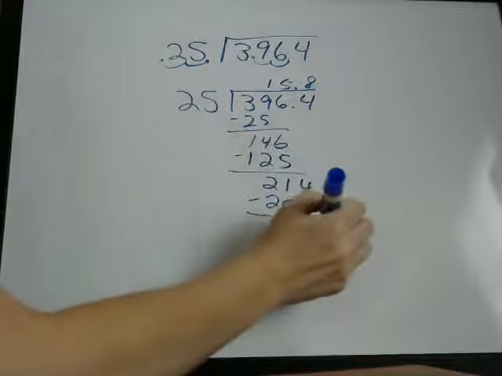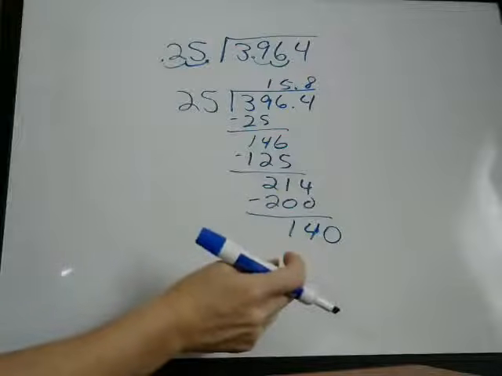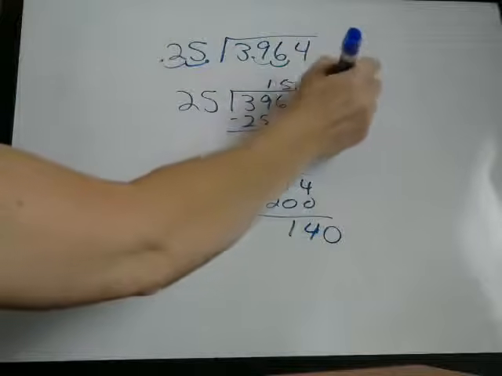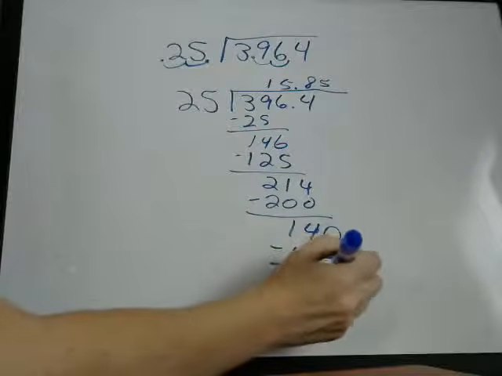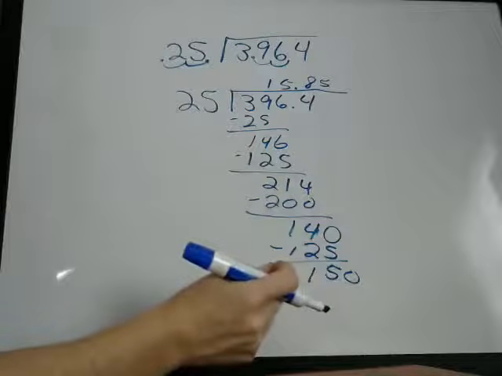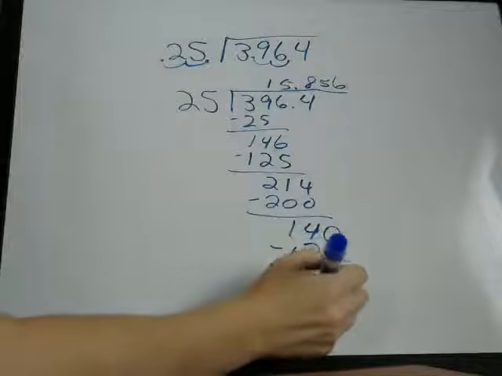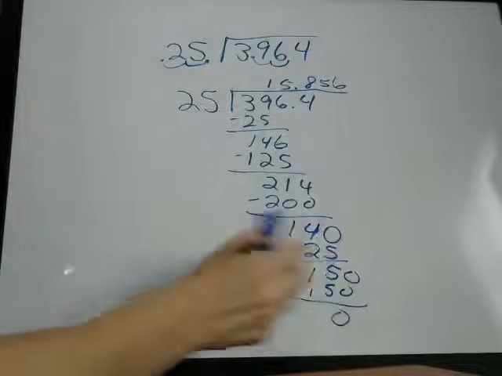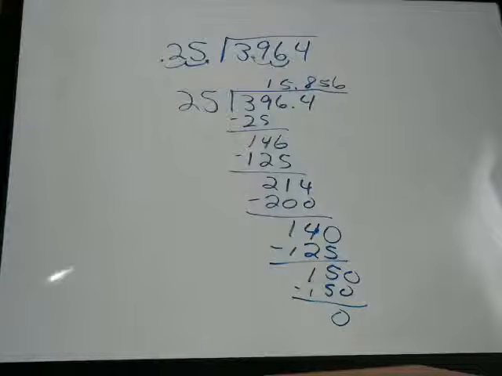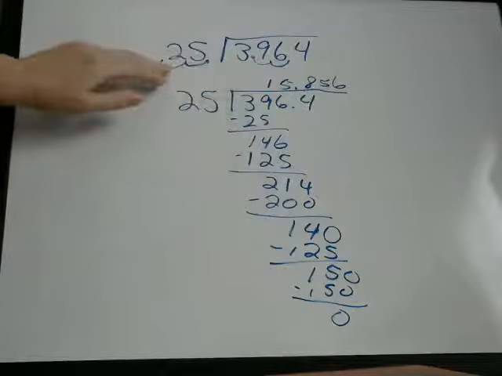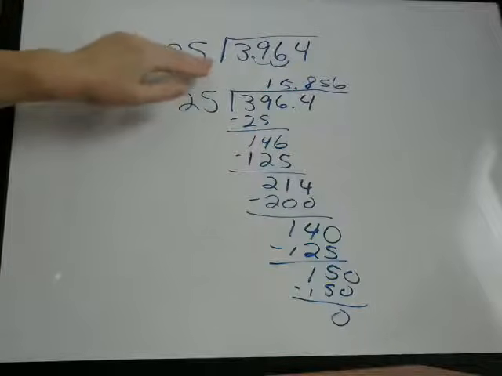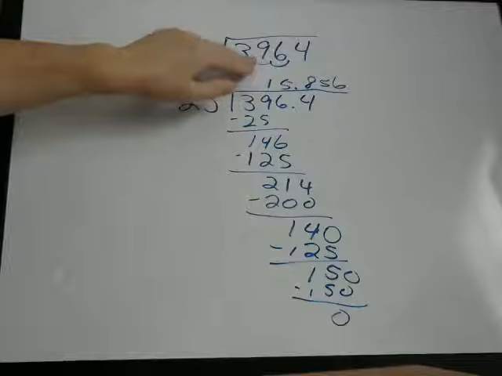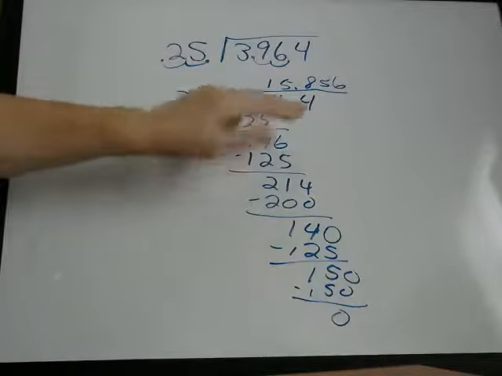14, we bring a 0 down. 25 into 140 goes 5 times. 125. 25 into 150 goes 6 times. So that's our answer, 15.856. Again, when we divide by decimals, make sure that you move the decimal point over, and however many times you move it over to get a whole number, that's how many times you have to move it over in this part as well. And then you just do normal division.